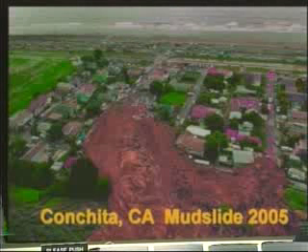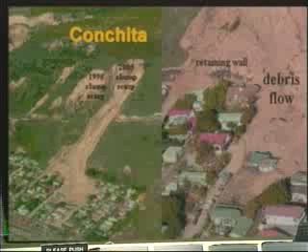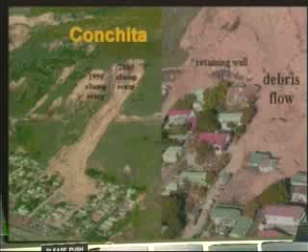This was in the news a lot last year, these big mudslides on the west coast of California near Conchita. In fact, there have been mudslides along this particular part of the coastline for the last several hundreds of years. Yet people still like living in this area, and they keep coming back, and then the slides occur and provide a danger.